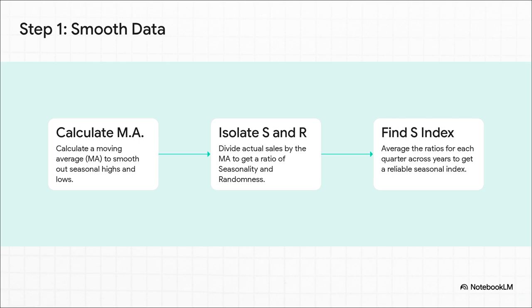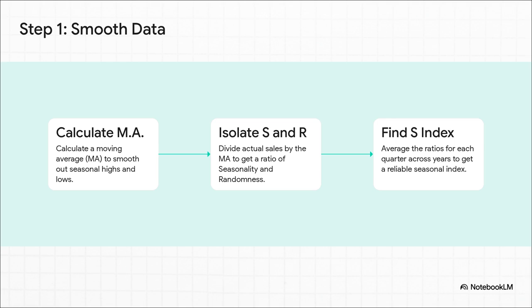Step 1 is to smooth out the data. The way we do this is with something called a moving average. And it's not as complicated as it sounds. All you're doing is taking the average of 4 quarters at a time to kind of iron out those seasonal wrinkles, those predictable highs and lows. This helps us see the bigger picture.